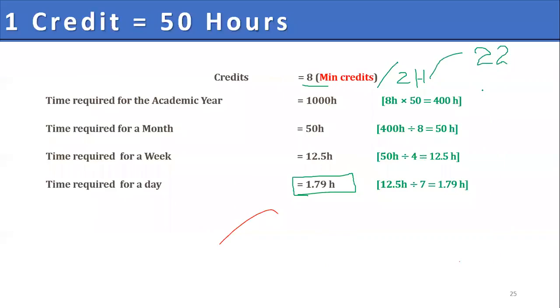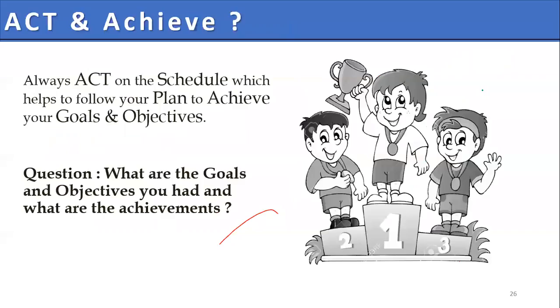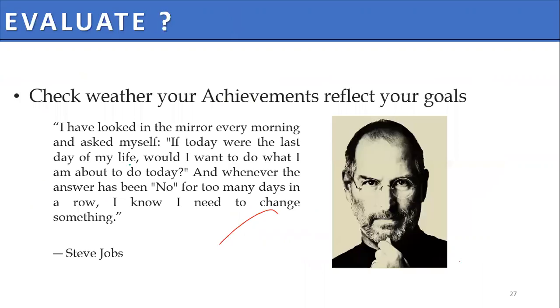And when you set your study plan, you need to calculate these values according to your allocated hours per particular day. After you have your study plan clearly, then you need to act and achieve. So always act on the schedule, which helps you follow your plan to achieve your goals and objectives. With your prioritization and time management skills, you can achieve those things. It depends on what your goals and objectives and your achievement are. Okay, I think now, yeah, we have another 5 minutes.